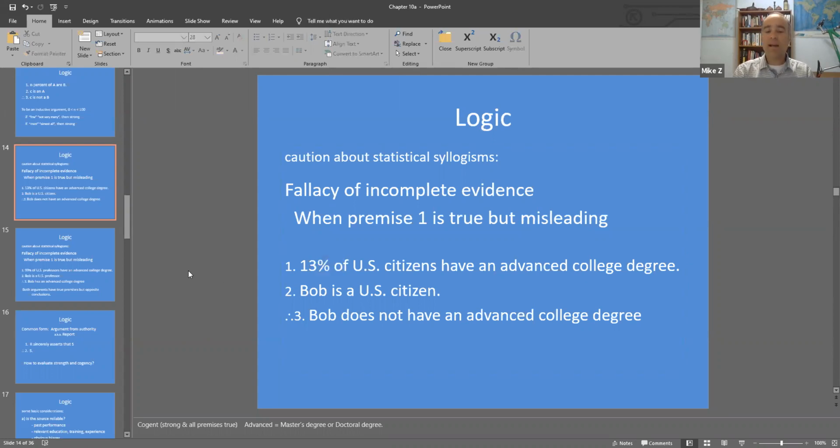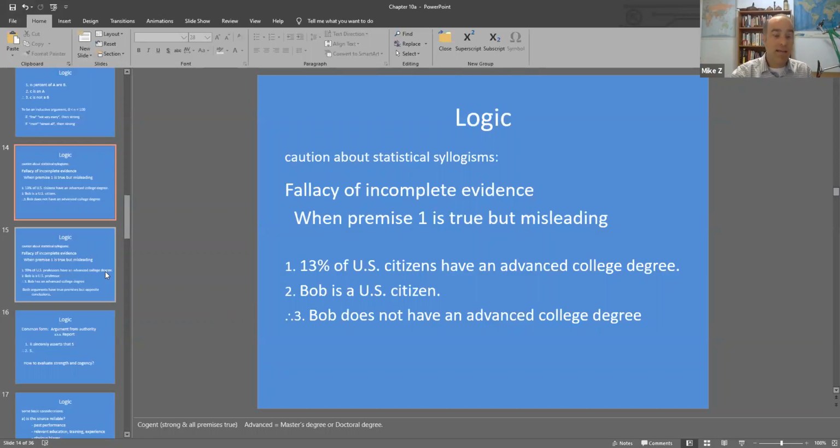So this seems like a cogent argument that we can conclude with pretty good confidence that it's true that Bob does not have an advanced college degree. Of course, it doesn't guarantee it. Bob could be one of the exceptions among the general US population, but given these premises, we should have pretty good confidence that Bob does not have an advanced college degree.